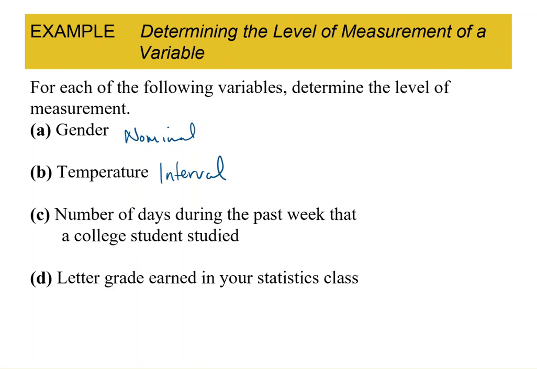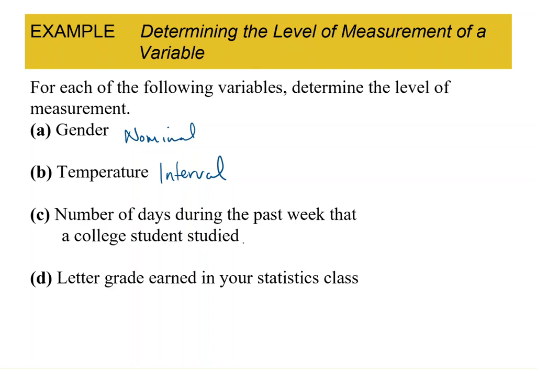And if I look at the number of days during the past week that a college student studied, again, it's at least nominal. Ordinal can be ranked. So yes, we can rank those numbers of days from least to greatest, for example. Interval level, a value of 0 would not mean the absence of the quantity. In this case, a value of 0 would mean the absence of the quantity. If that number is 0, then there were no days during that past week that a college student studied. And so this is at least at that interval level.